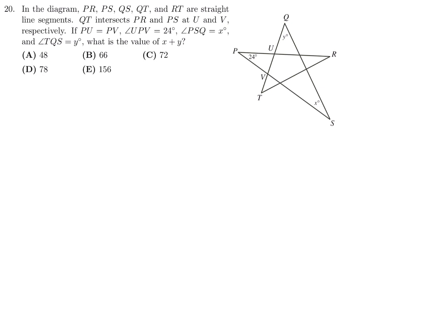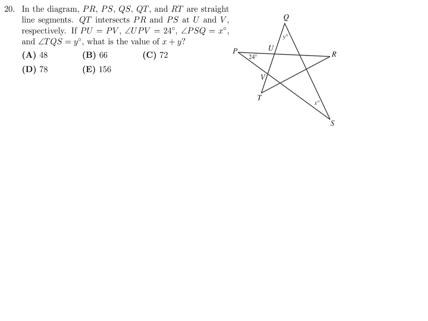In the diagram, PR, PS, QS, QT, and RT are straight line segments. QT intersects PR and PS at U and V, respectively. PU is equal to PV. Angle UPV is 24. Angle PSQ is x. Angle QS is y. What is the value of x plus y?